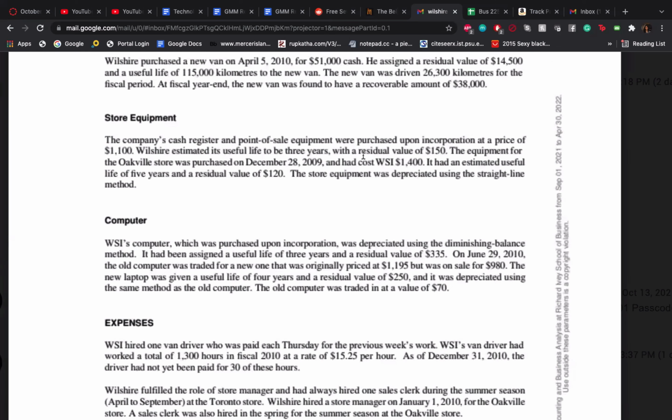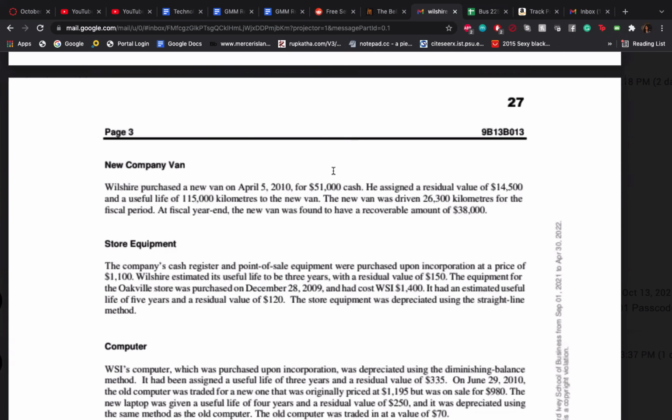Next up, we have the new van. So we purchased it for 51k in cash. So we know right away we're going to credit cash for this amount. Assigned a residual value of 14.5, useful life of 115. And the new van was found to have a recoverable amount. So do you guys want to take a crack at this calculation?